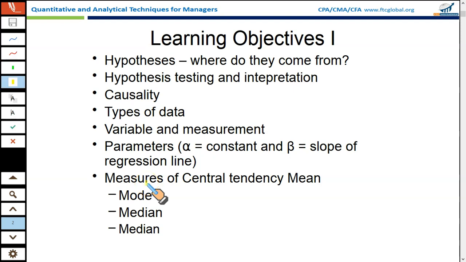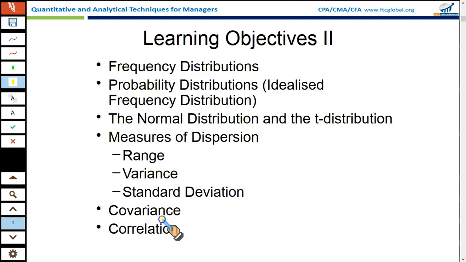So in this lecture, we are going to cover hypothesis, where do they come from, hypothesis testing, causality, types of data, variable and measurement, parameters, alpha and beta. We'll discuss in detail mode, median, and mean. Frequency distribution, probability distribution, normal distribution, a very important part of today's lecture. Measure of dispersion, range, variance, standard deviation, covariance, and correlation. So this is all what we're going to cover in the lecture today.